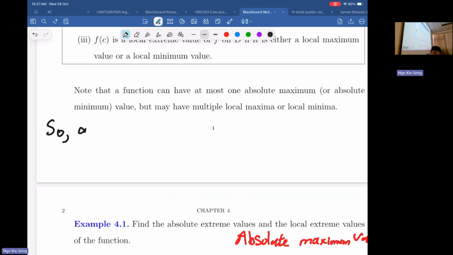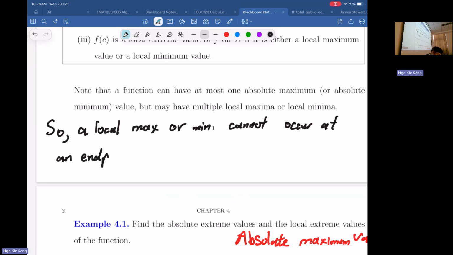I want you to remember this: a local maximum or minimum cannot occur at an endpoint. To be precise, an endpoint of the interval that the function is defined on.